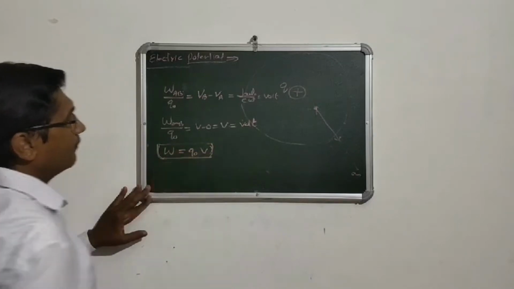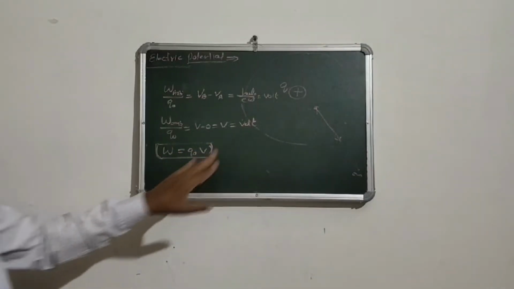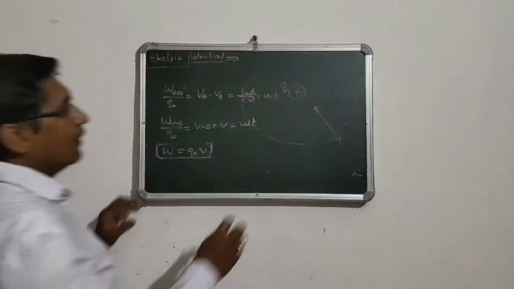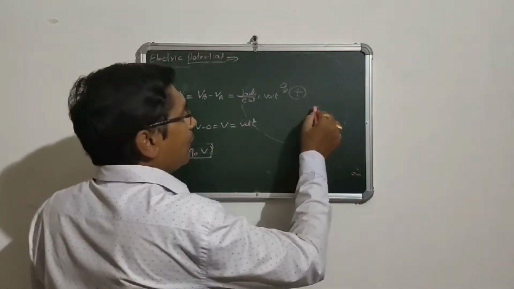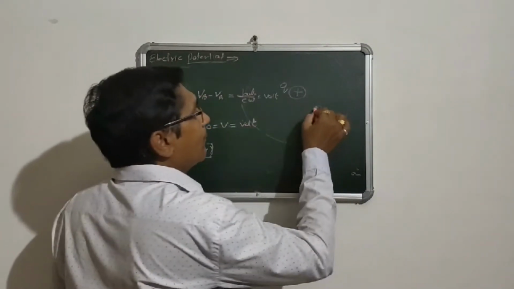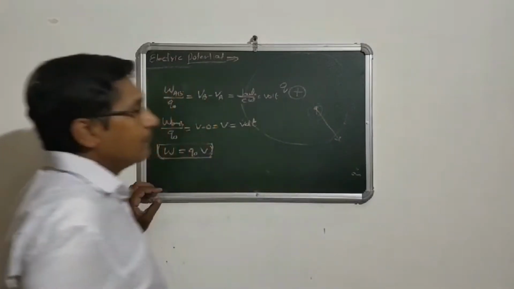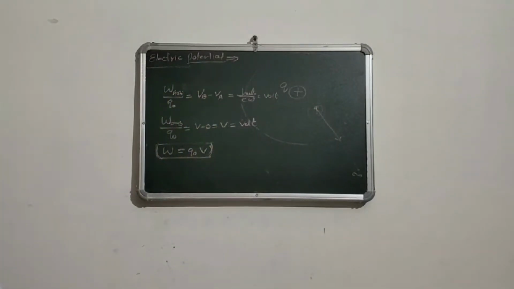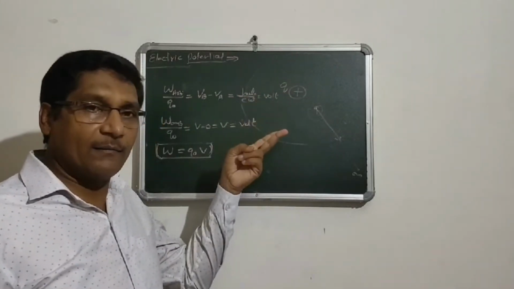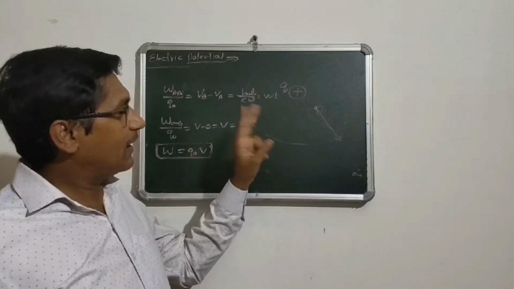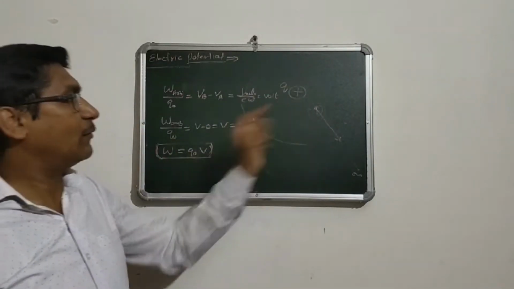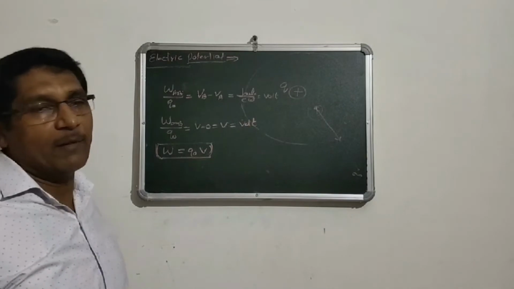But in this case, the magnitude of the test charge should be very small. Suppose the magnitude of the test charge is not very small, then it also produces its own electric field surrounding the test charge. That's why the measurement of electric potential can be different. So we can measure the accurate potential difference by taking the magnitude of the test charge as very minute.